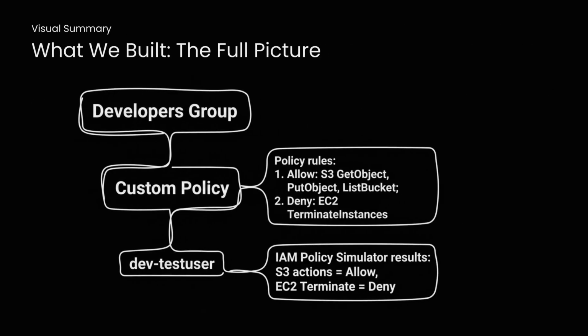Here is a visual summary of the architecture we just built. The user is a member of the Developers group, which is governed by the custom IAM policy. This policy explicitly allows S3 read/write, but explicitly denies EC2 termination, ensuring least privilege is enforced.